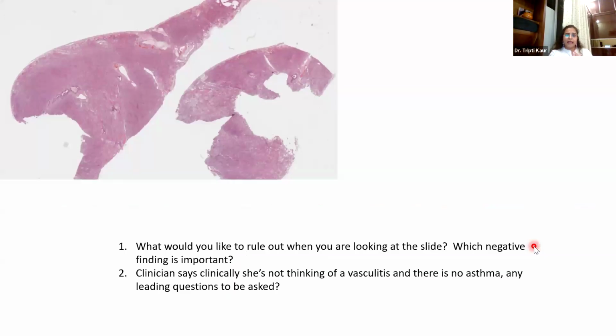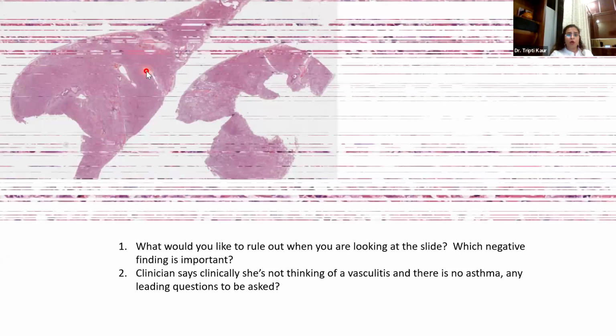So let's go to this case. This case I've taken from the Leeds site. You can go and check it out. This is the low power view. The lung looks quite busy. You can see the respiratory bronchioles and the vessels. Only these are seen from low power. The alveolar parenchyma is completely gone.